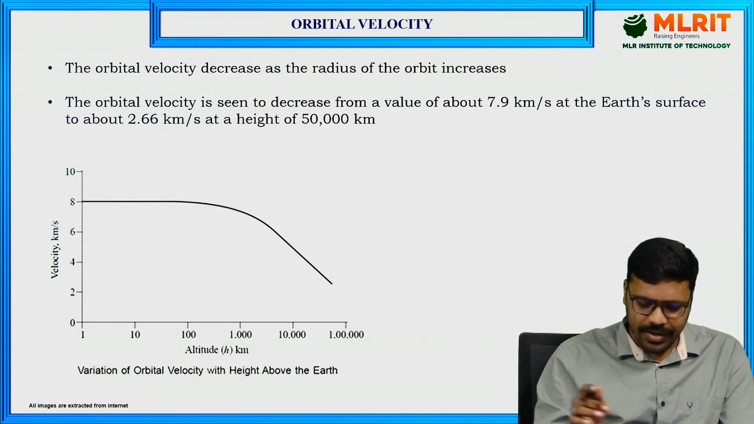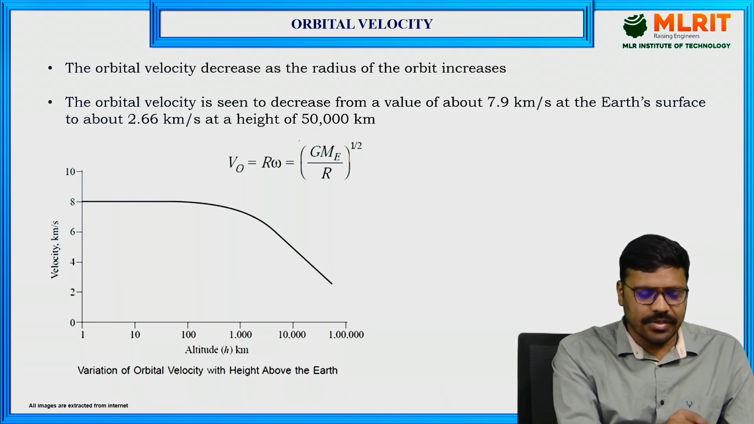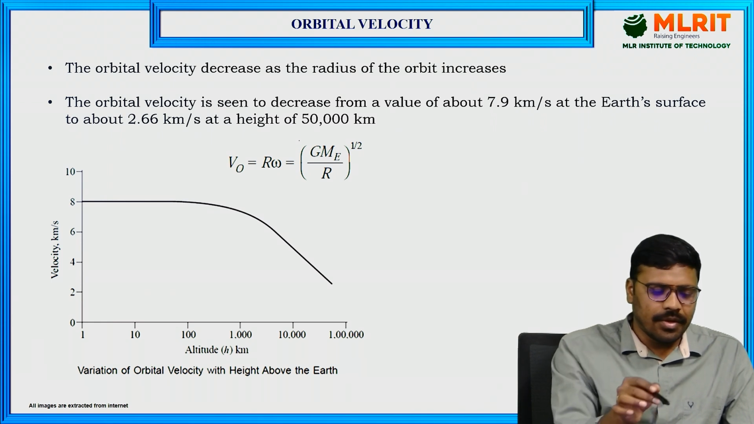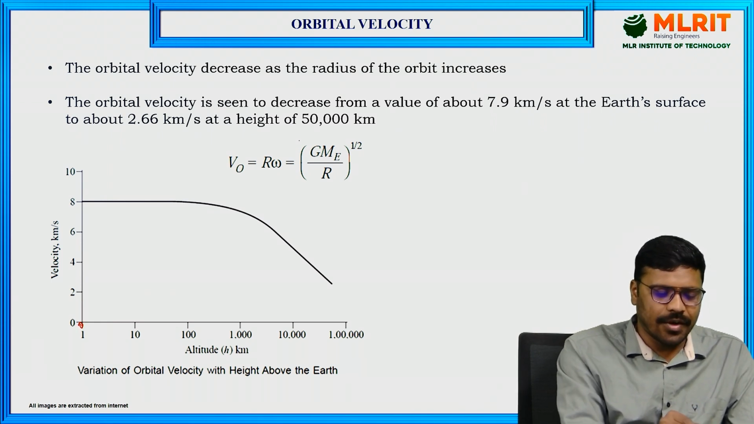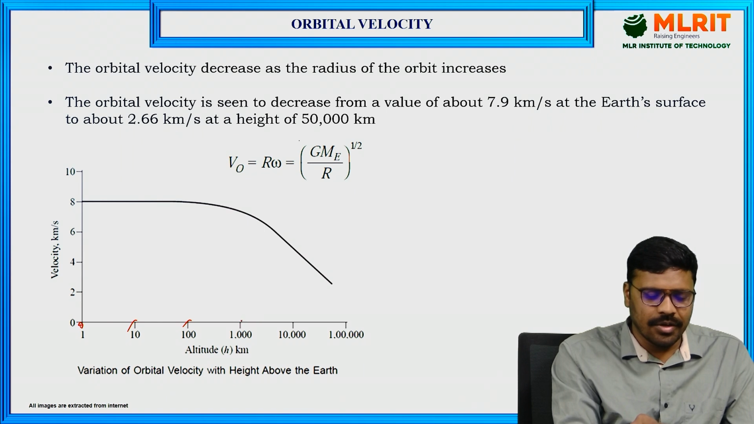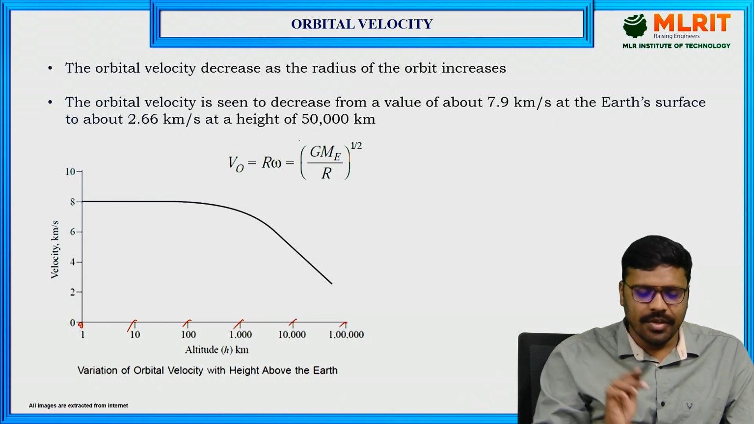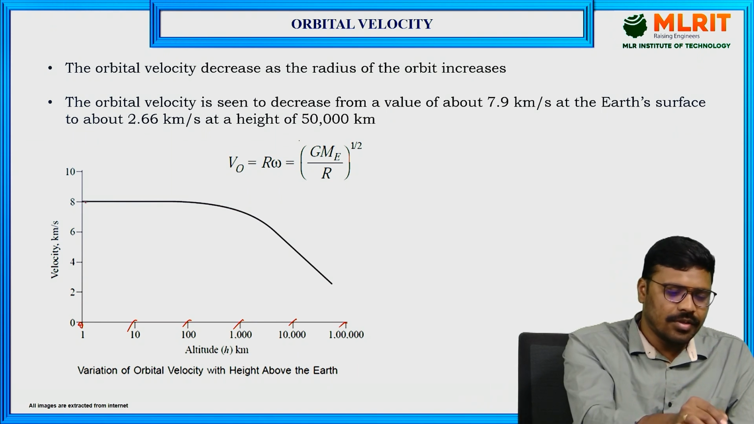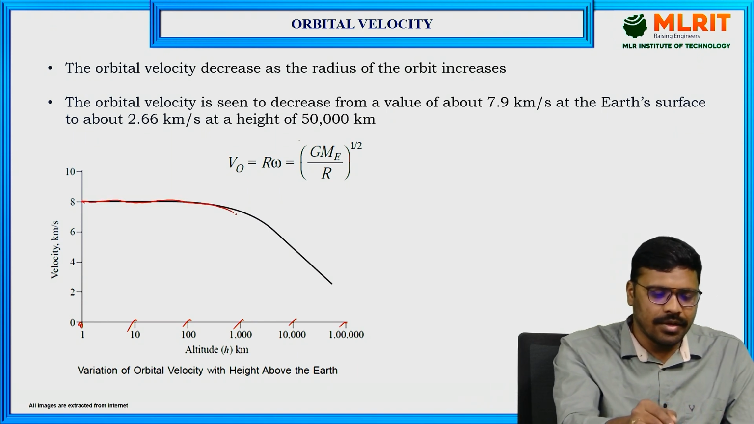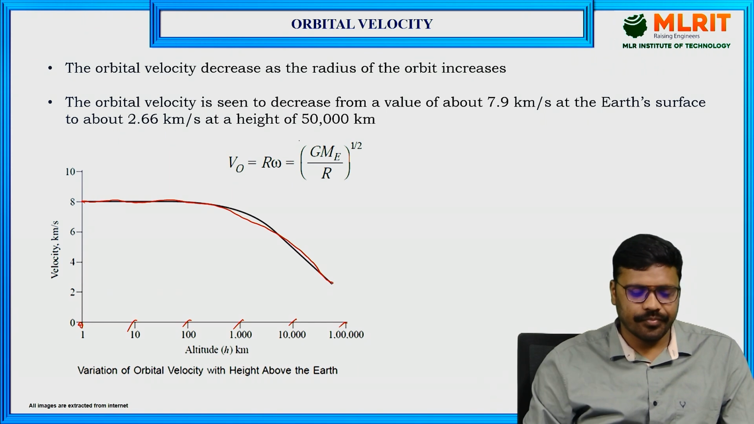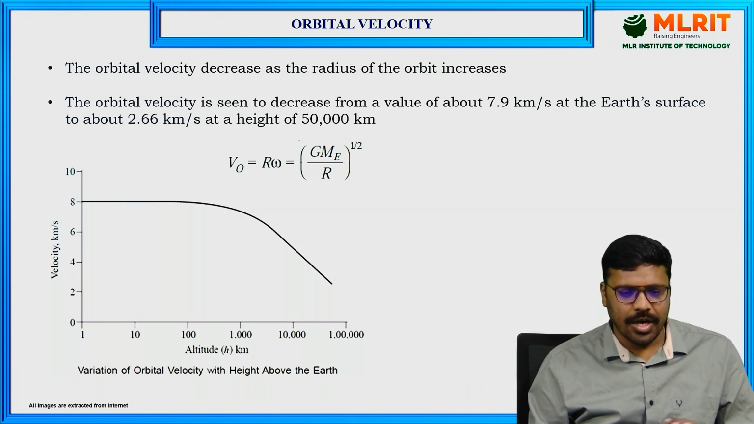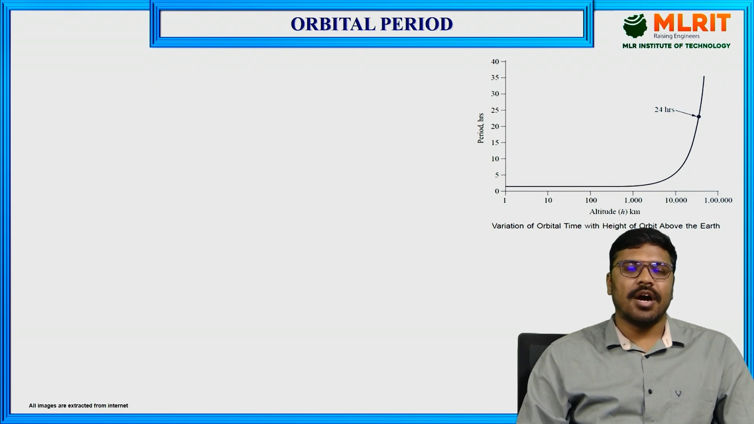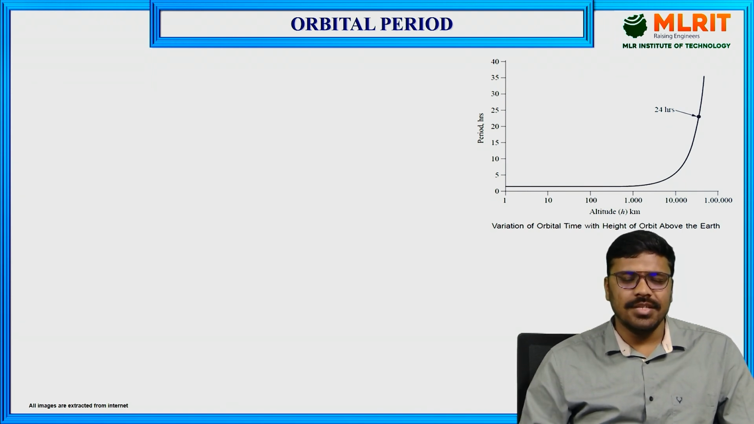Here you can also observe the graph of how the orbital velocity is decreasing with respect to altitude. This is at 1 kilometer altitude, 10 kilometers, 100 kilometers, 1000, 10,000 and here 1 lakh kilometers altitude, not radius. You can observe the orbital velocity gradually decreasing here. So this is about orbital velocity. The next topic is orbital period. So what is orbital period?